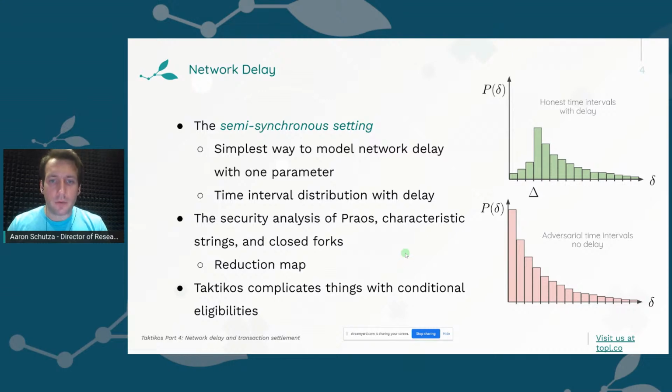We're modifying the staking procedure of Praos to introduce the difficulty curve, and this modification that we're introducing in Taktikos complicates things because we have these conditional eligibilities. So it makes it more non-trivial to calculate the number of forks the adversary is able to make in a given time frame.